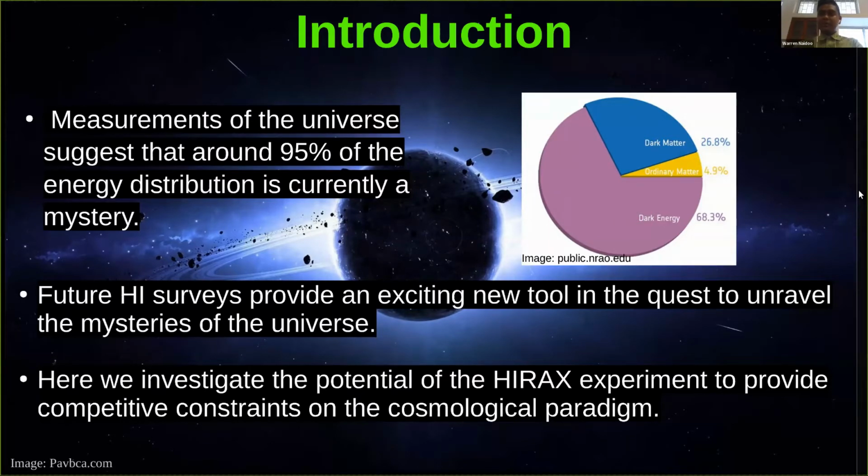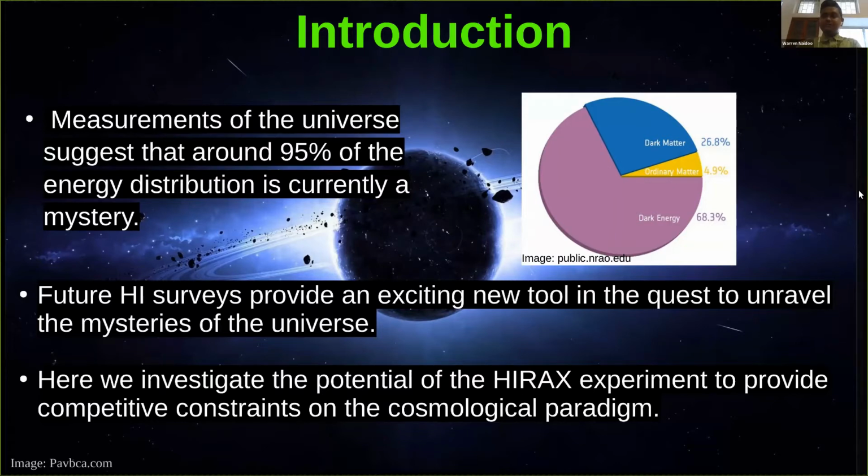H1 surveys provide an exciting new tool because, unlike conventional galaxy surveys, they can map large portions of the universe much quicker by not resolving individual galaxies. So we can get unprecedented measurements of the universe, and that can help us get better constraints. In this work, we'll look at one of those experiments set up to do this H1 survey, called HIRAX, and how we can combine HIRAX with other planned large-scale structure surveys to get better constraints.